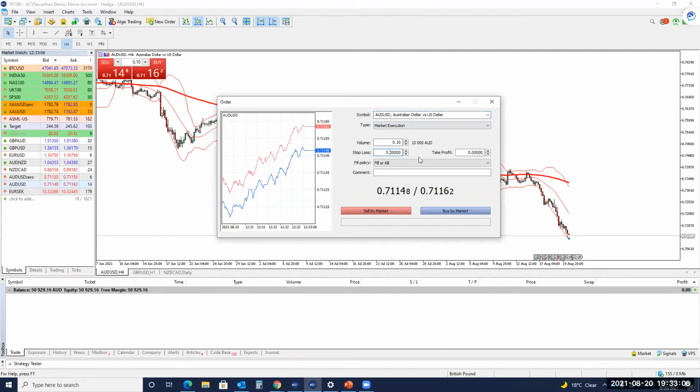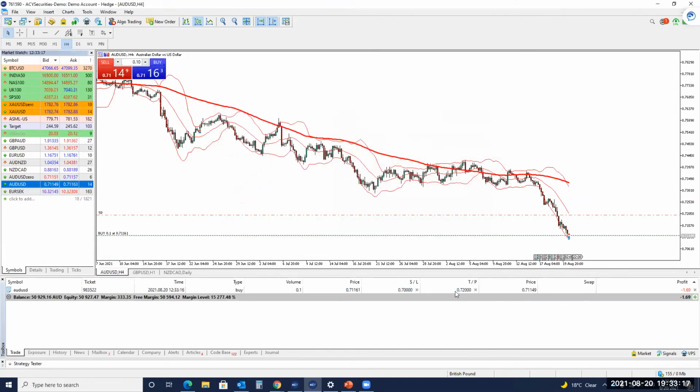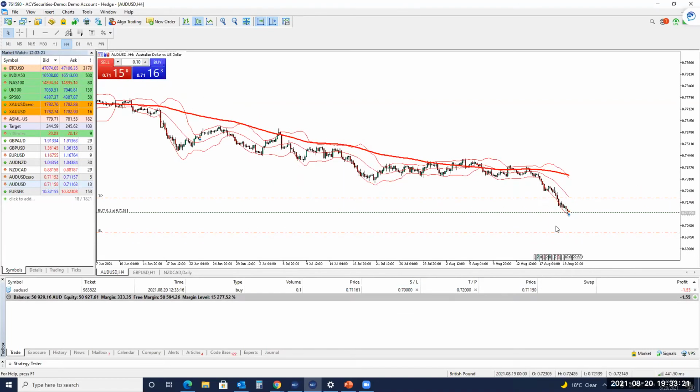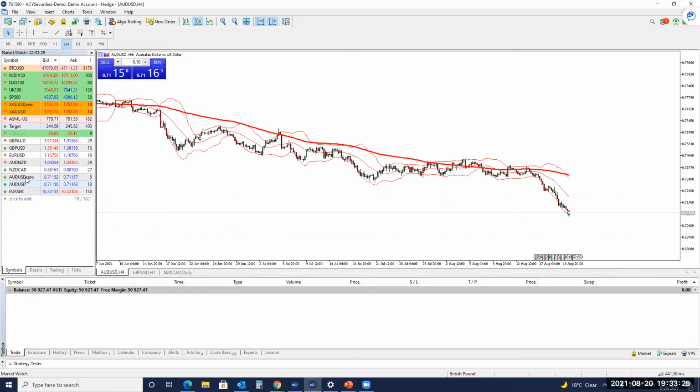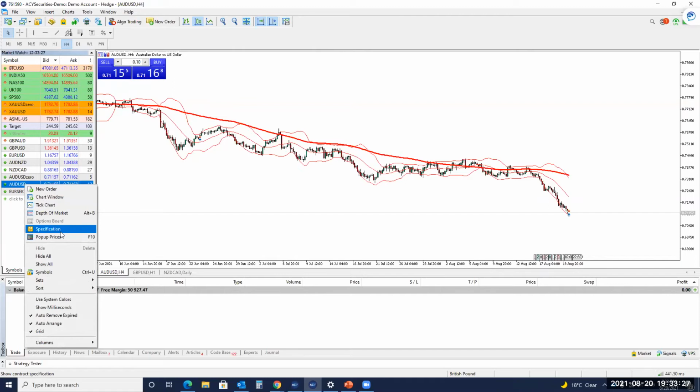So I could fill in my volume. I could set up a stop loss. Let's say we wanted to get out at 70 cents and we're looking to take a profit at 0.72. I can set this trade up just like we did on the one-click trading, and bang, there it is. They're set up, ready to go. The stop loss is in, the take profit is in, and we can see them appear on the chart. That's not what we're covering. What we are covering is the limit orders.